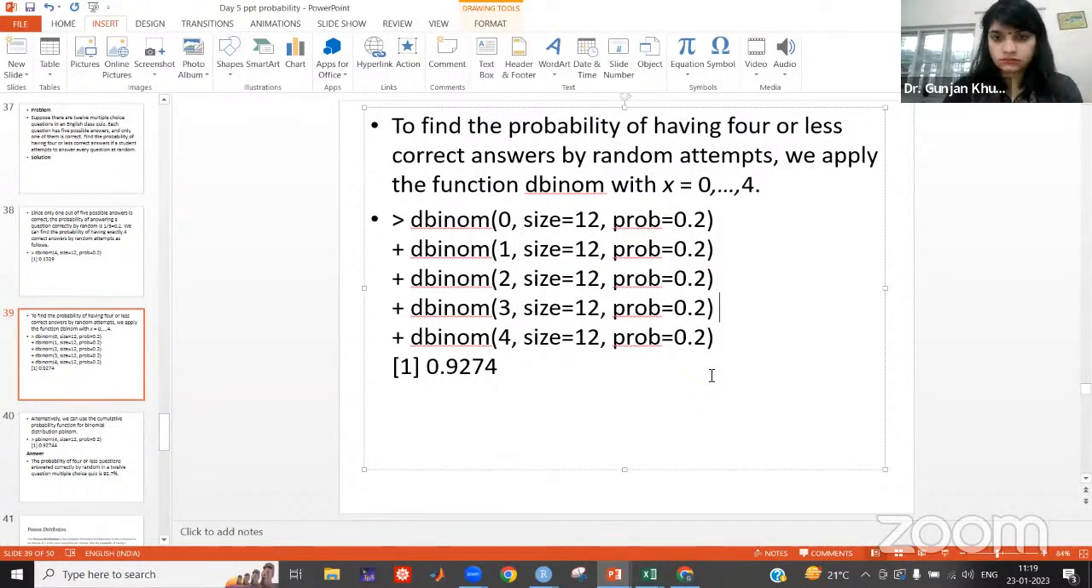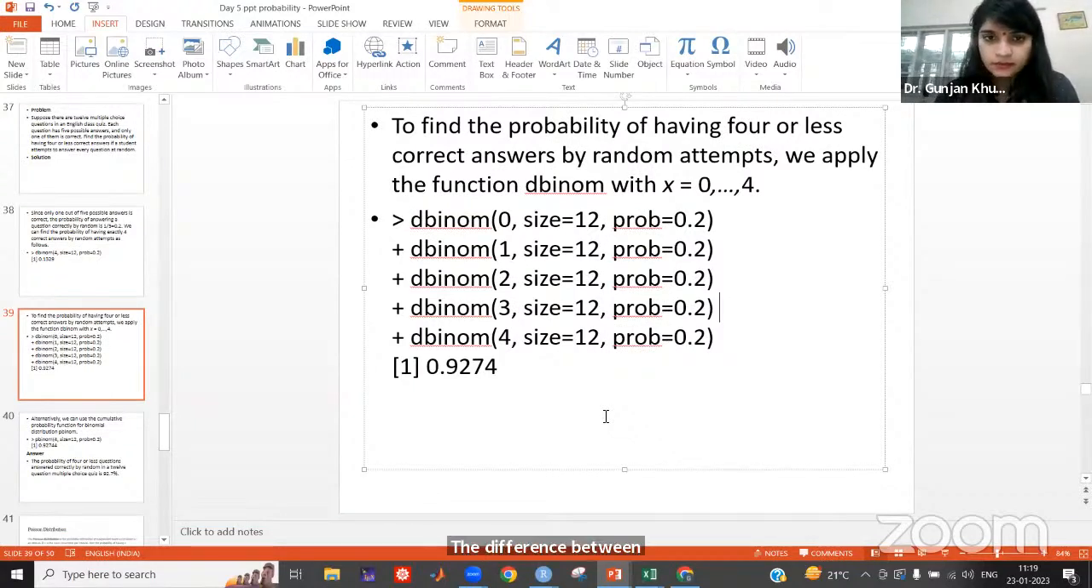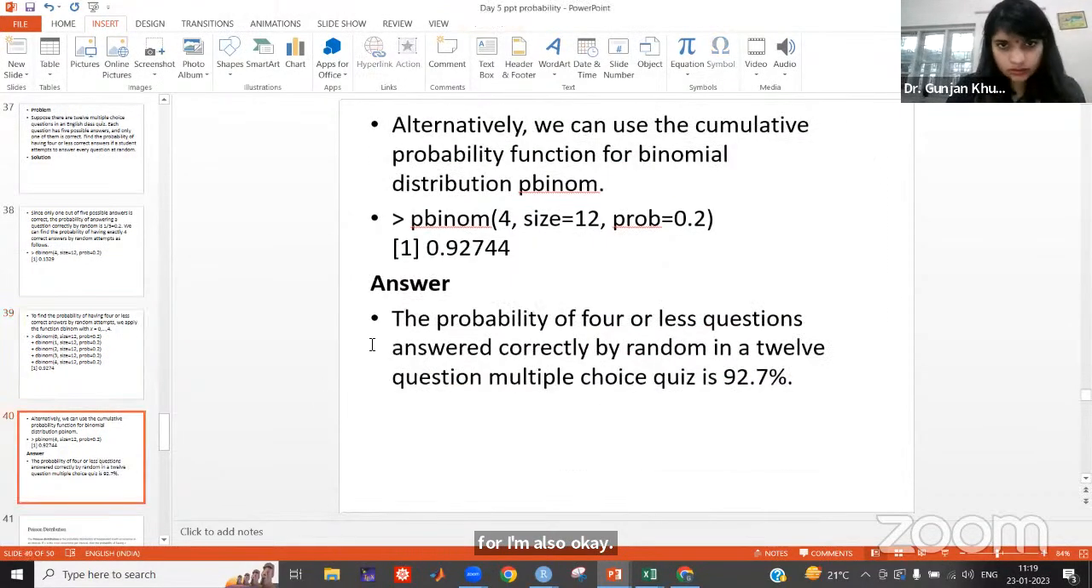Yes, ma'am, verified. Okay, fine. So Anjali, have you verified? Just a minute. Please, all of you verify. This helps in remembering the difference between P binom and D binom. Okay, you have also verified. Fine. We'll wait for Alka ma'am also. Yeah, verified. Okay, fine. So we can use both the functions.